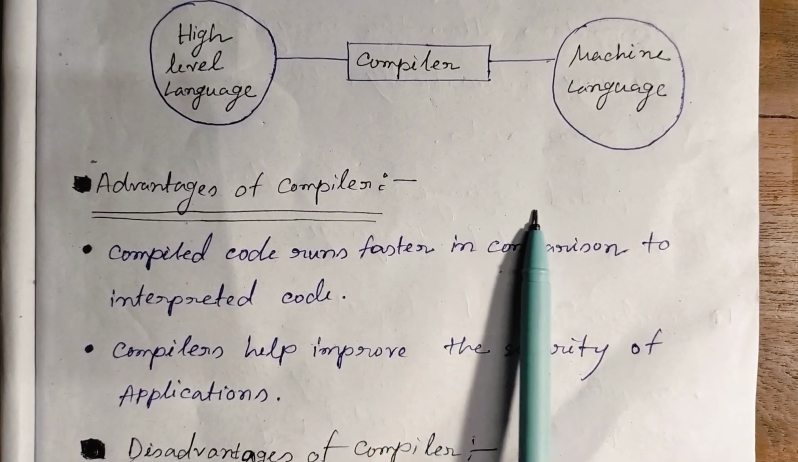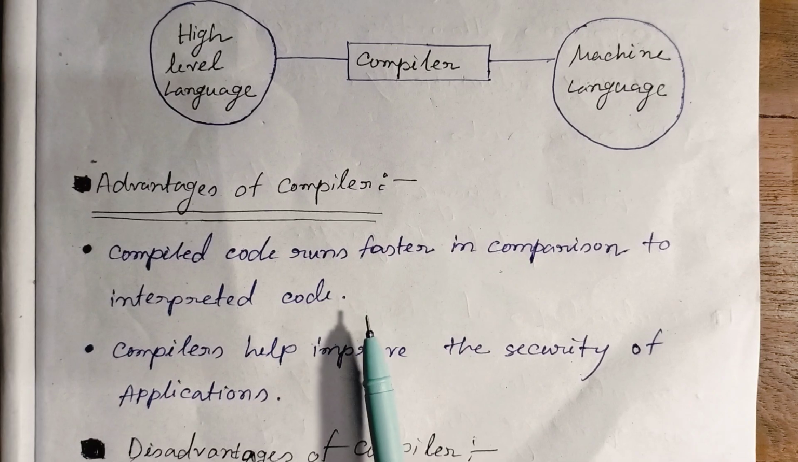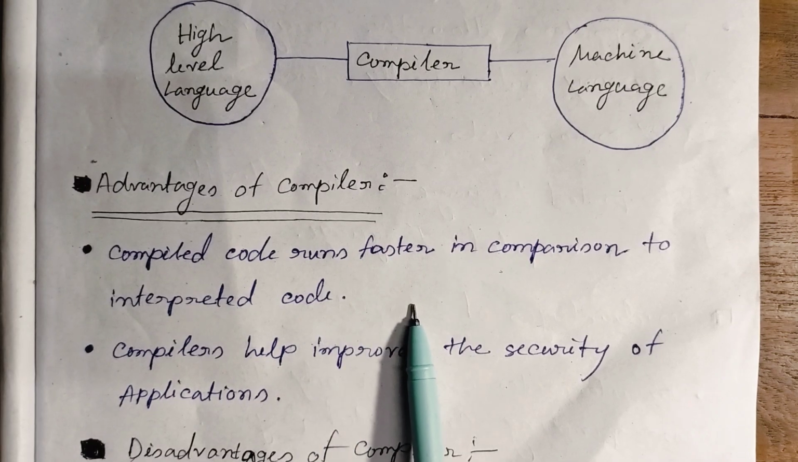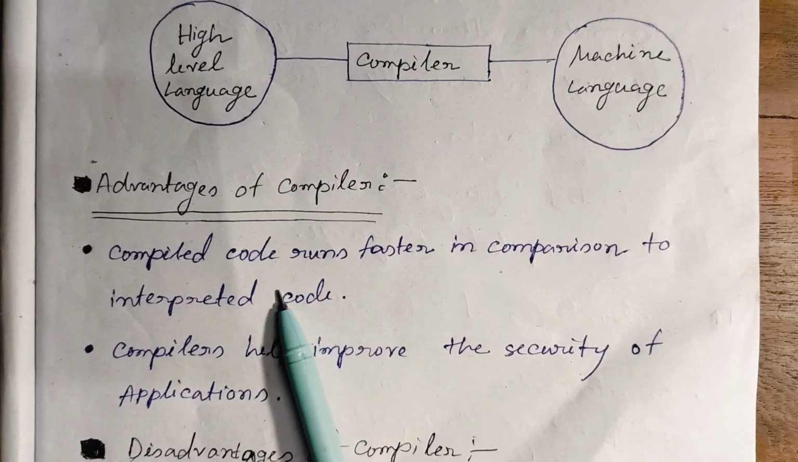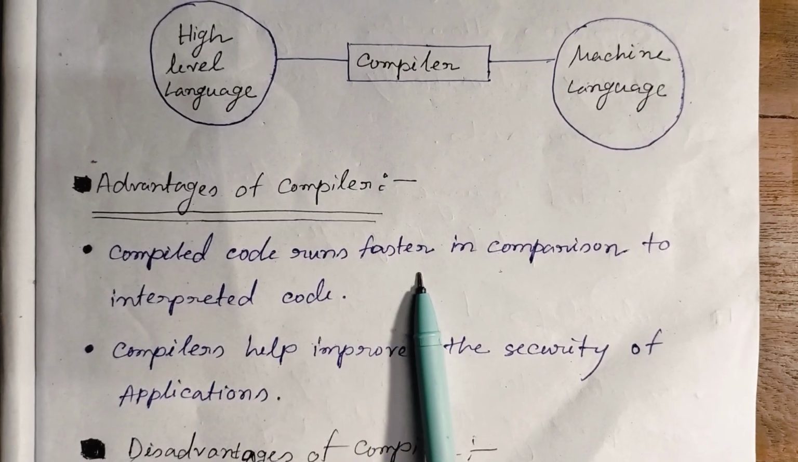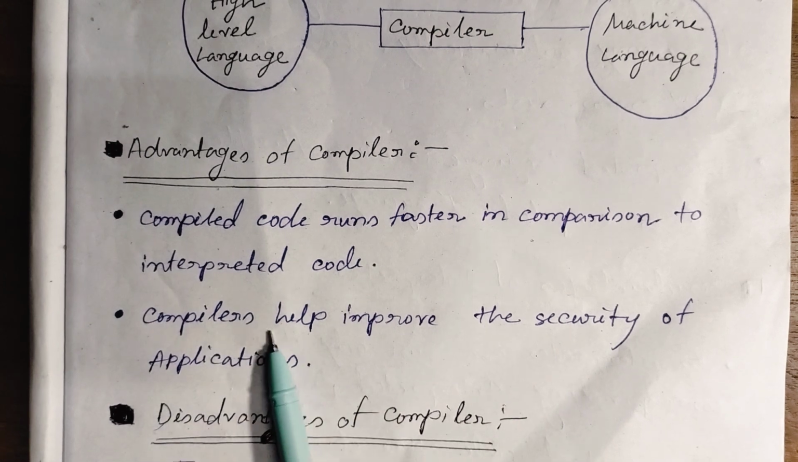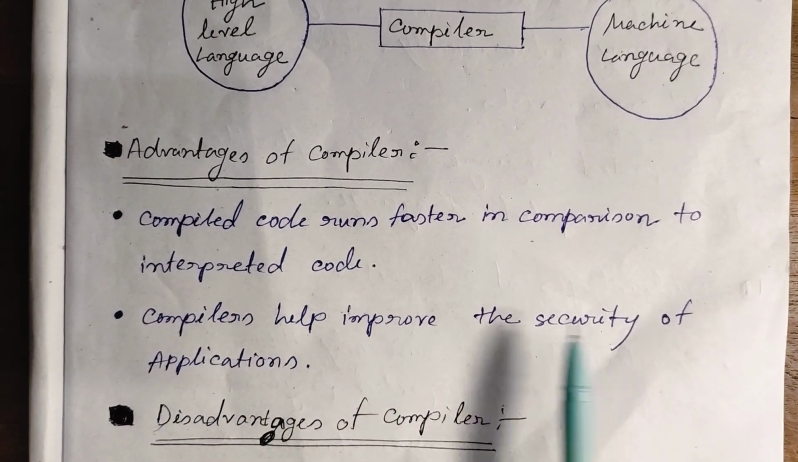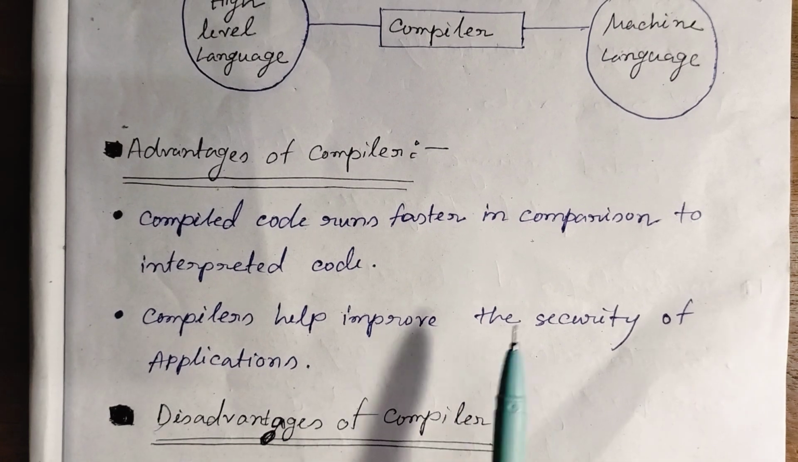Advantages of compiler: compiled code runs faster in comparison to interpreted code, because compiled code converts the full source code into machine code. That's why it runs faster. But interpreted code, what happens? Interpreted code executes line by line. That's why compiled code runs faster in comparison to interpreted code. After that, compilers help improve the security of applications.